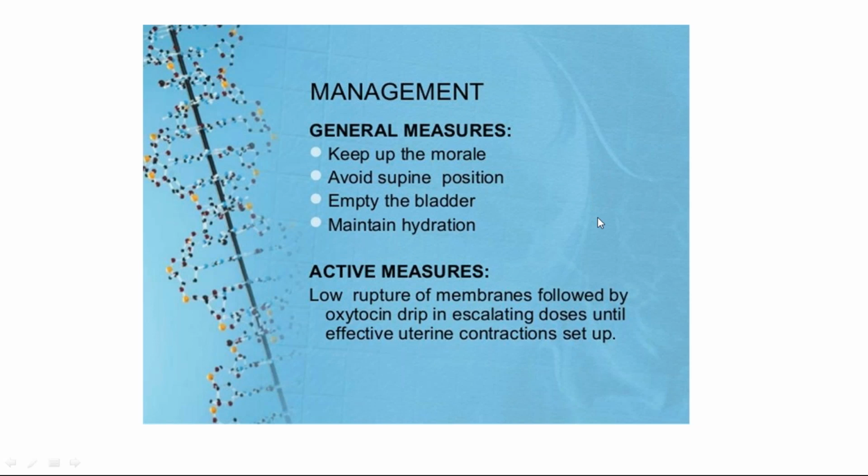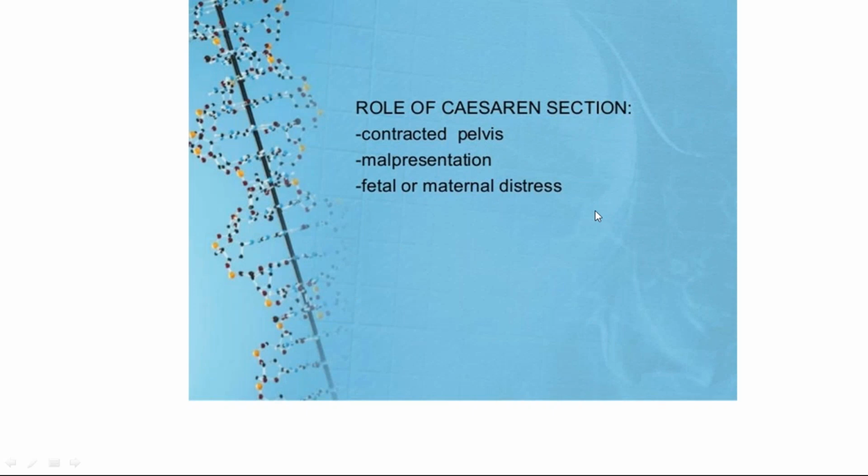There are no fetal heart changes because uterine contractions are not very effective. The only thing is the mother may become anxious and distressed. That's the only problem with uterine inertia. So the role of cesarean section is only when it is associated with contracted pelvis or disproportions.